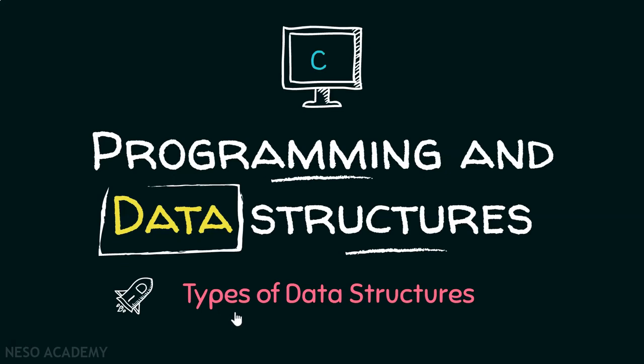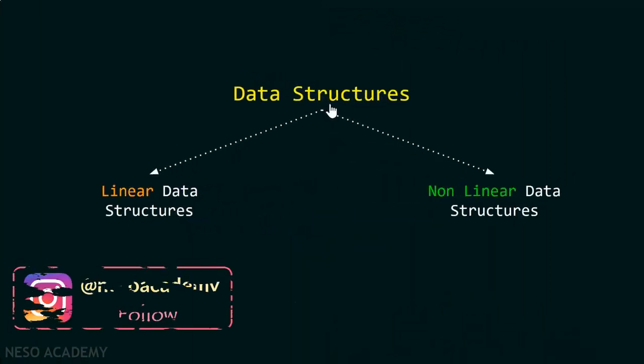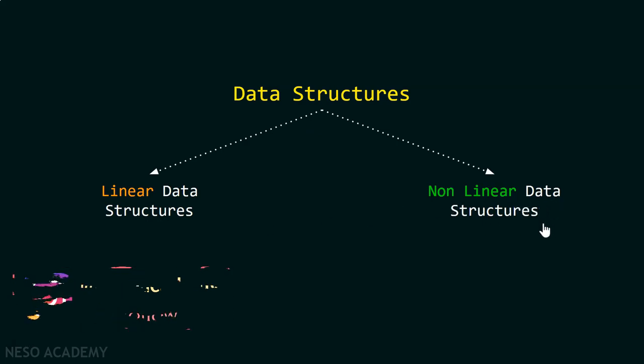Here in this presentation, we will discuss different types of data structures. So let's get started. Here we have two types of data structures: one are linear data structures and the other one are non-linear data structures. So let's discuss them one by one.